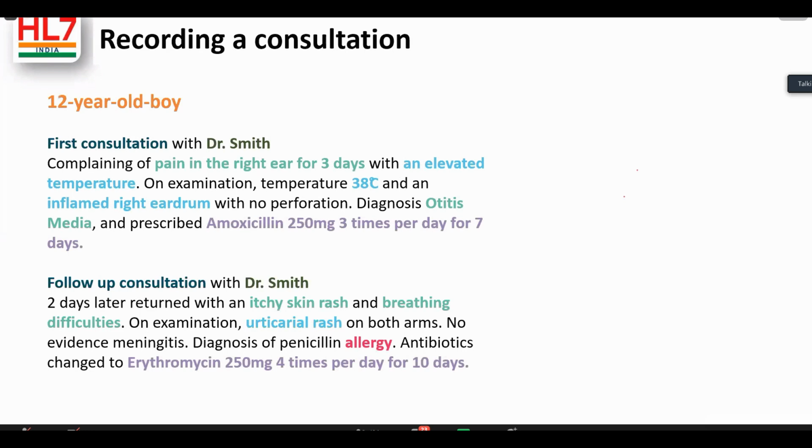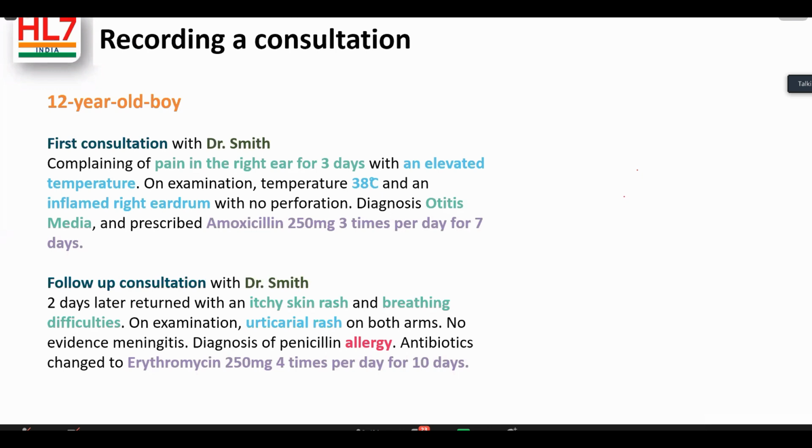So in interest of time, shall we go with the exercise? Yeah, sure, Satyam. All right. So this is the exercise, and everyone, you can have your pen and paper ready. And what we need to do is, this is a recording of a consultation.